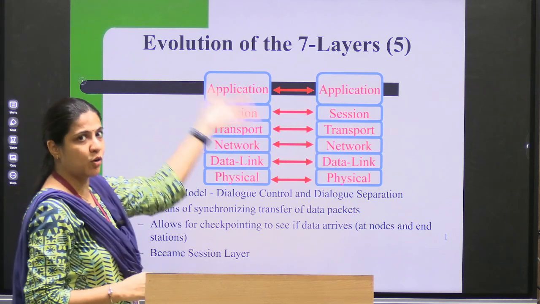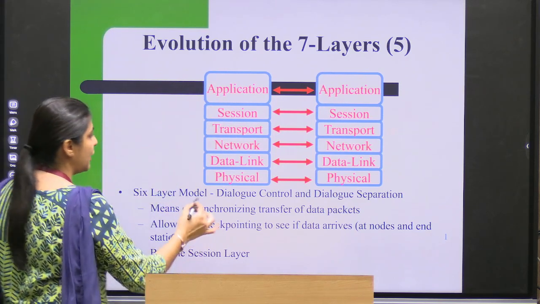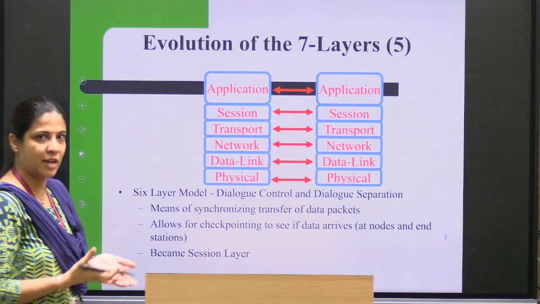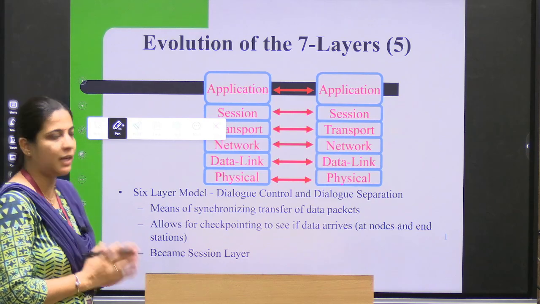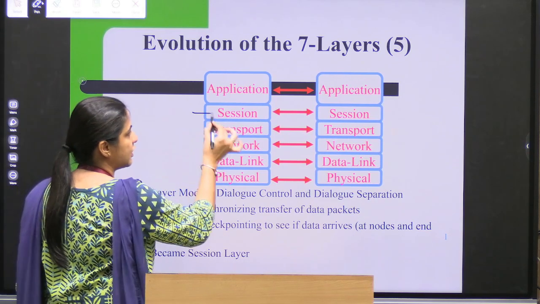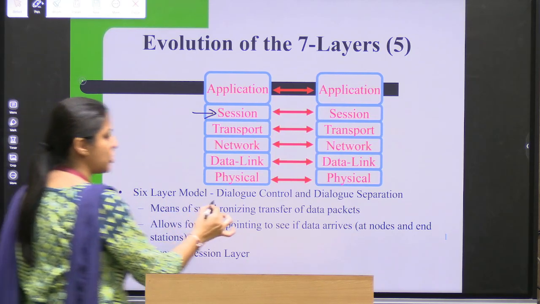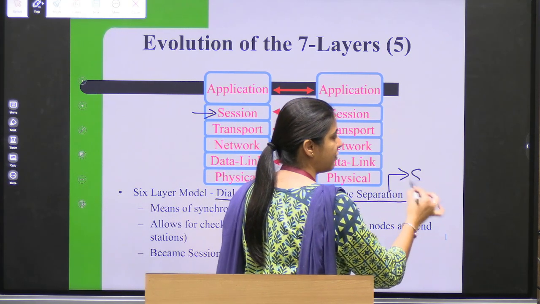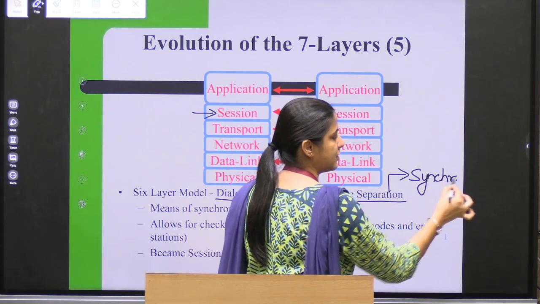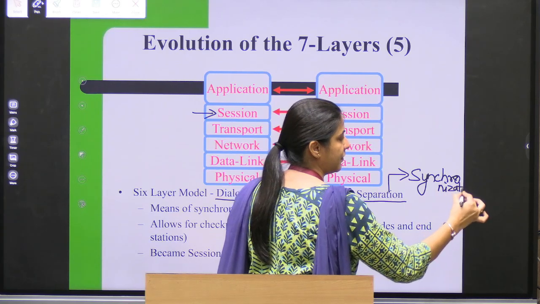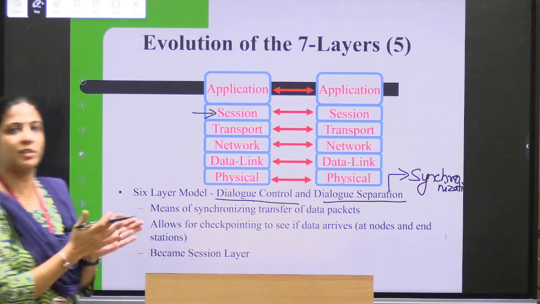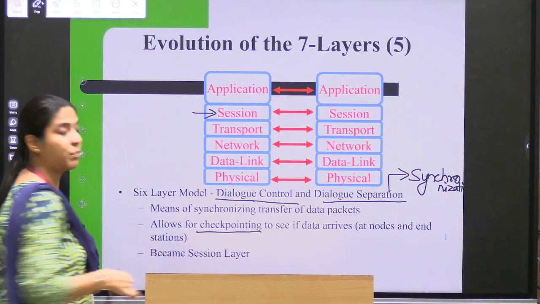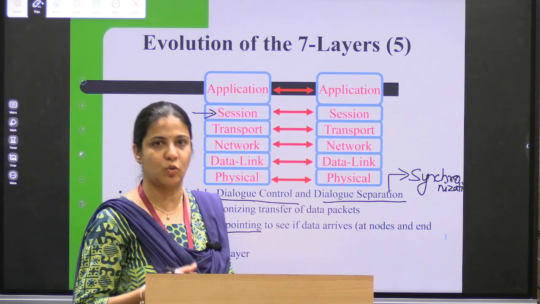Now, to add some more important points, we needed dialog control and dialog separation, like a session: how the session will start, when it will stop, where all the details will be stored. So the next layer was introduced, the session layer, and it was responsible for dialog control and dialog separation, which in turn is required for synchronization of messages. Synchronization means that when the message is transferred from the sender to the receiver, it also gives checkpoints to see whether the data is arriving on the node or not.